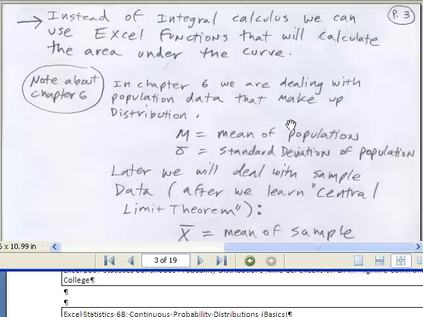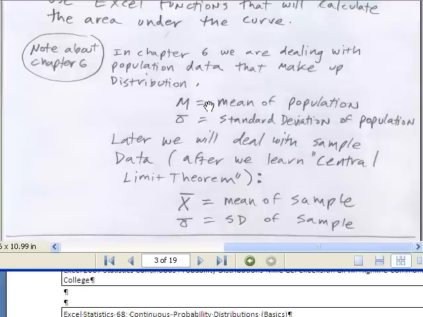Next page here. I mentioned integral calculus. I hope you remember: no integral calculus. We'll use our Excel functions to calculate area. Another important note about this chapter 6, we're going to be dealing with population. So mu and sigma, the mean of the population and the standard deviation of the population. And then we'll calculate an x value or two x values and then the area between them.